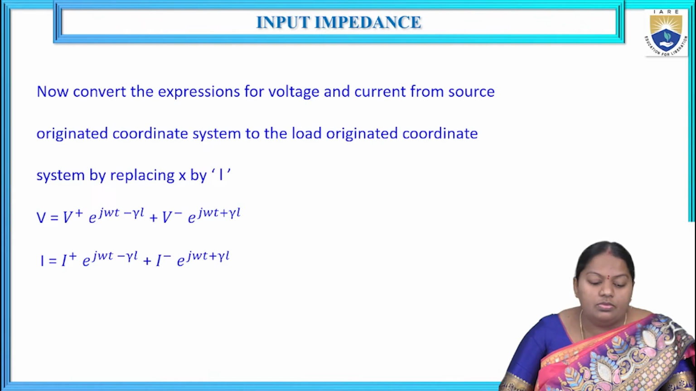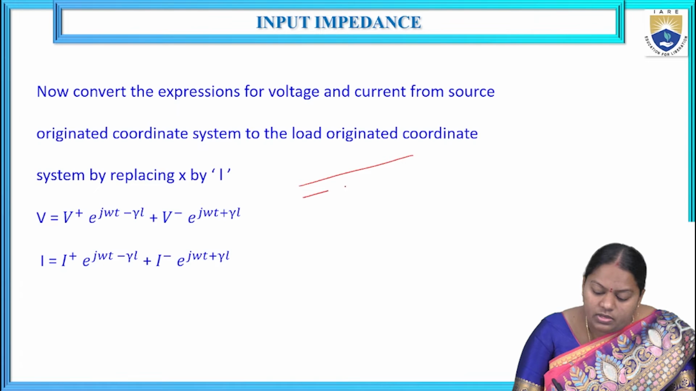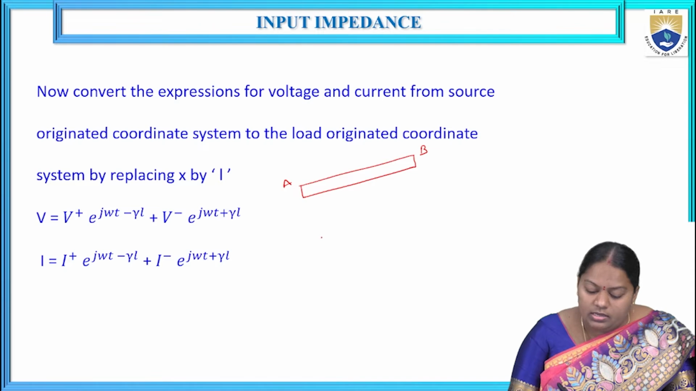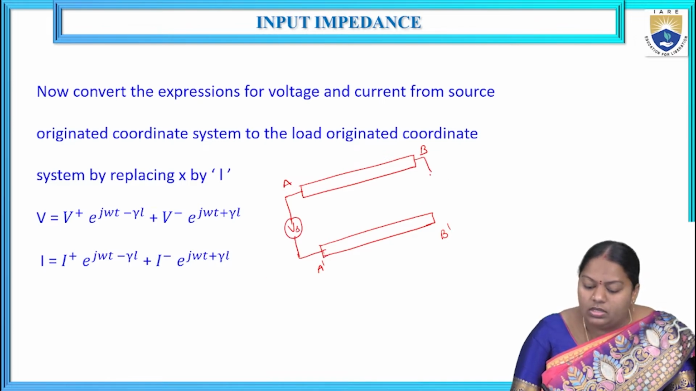Now, next, we convert the expressions for voltage and current from the source originated coordinate system to the load originated coordinate system of a transmission line. Consider one transmission line, where the first conductor runs from A to B and the second conductor has the length A dash to B dash, and the input or source voltage is applied at the input terminals. Now the load impedance is connected at the output terminals and is represented with ZL.